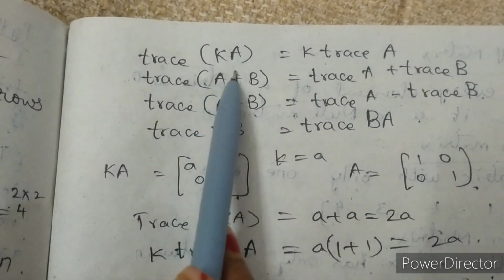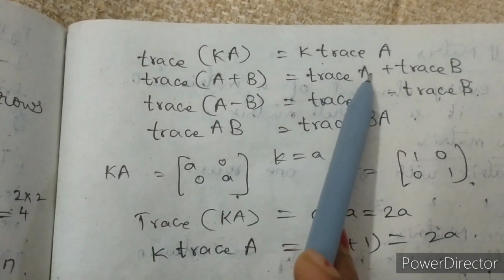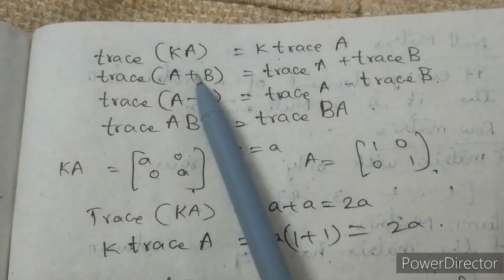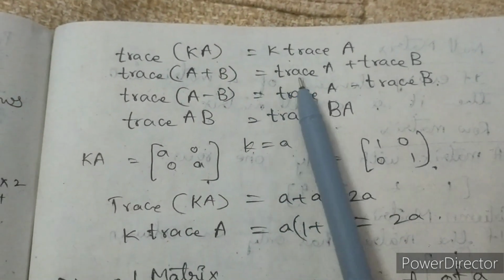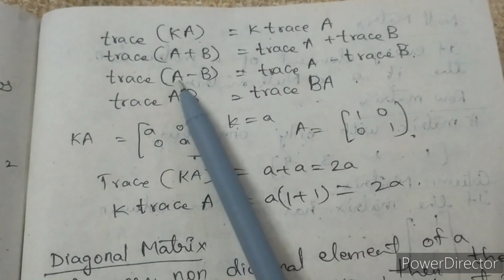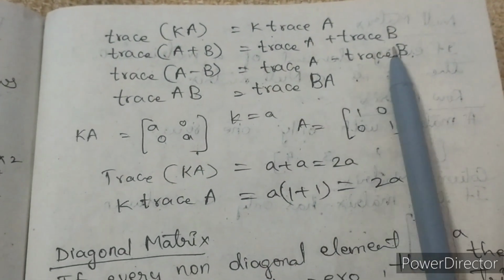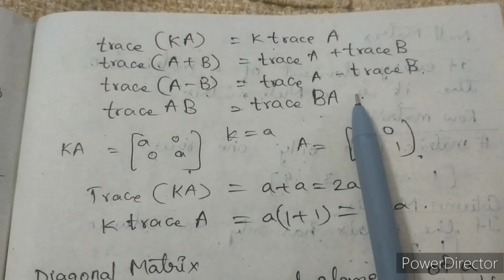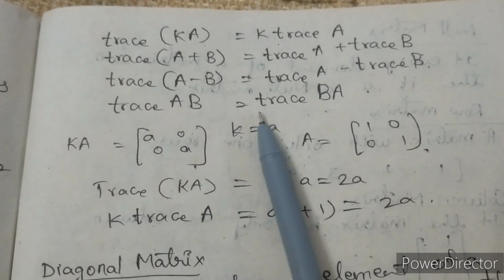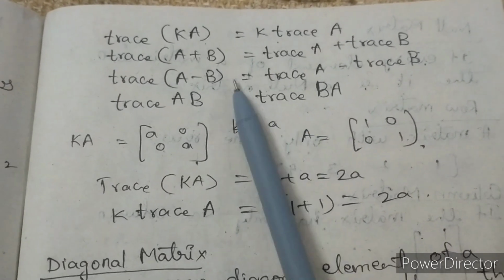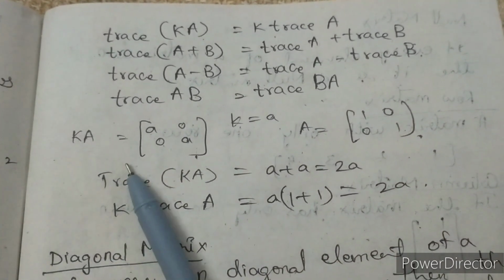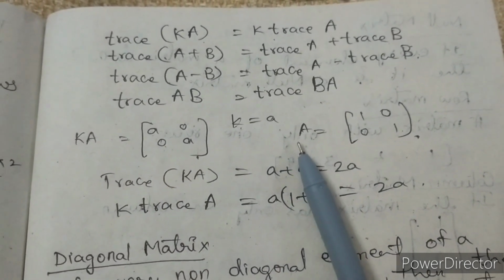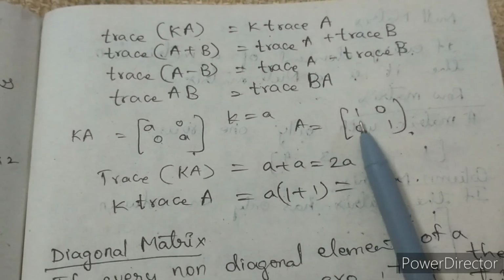Now we'll be seeing some properties of the trace of a matrix. Trace of kA is equal to k into trace of A. Trace of A plus B is equal to trace of A plus trace of B. Trace of A minus B is equal to trace of A minus trace of B. And trace of A into B is equal to trace of B into A. Now for the first case, that is the kA case, we have to prove it. For that, we take k equal to a and capital A equal to the identity matrix, that is 1 0 0 1.